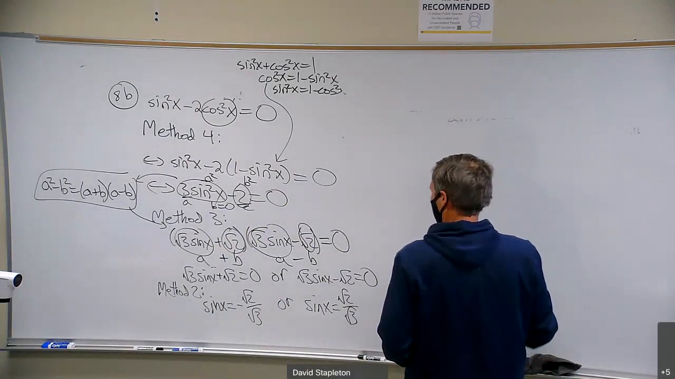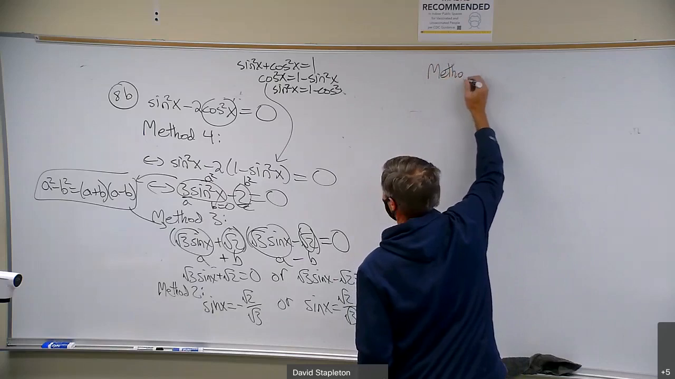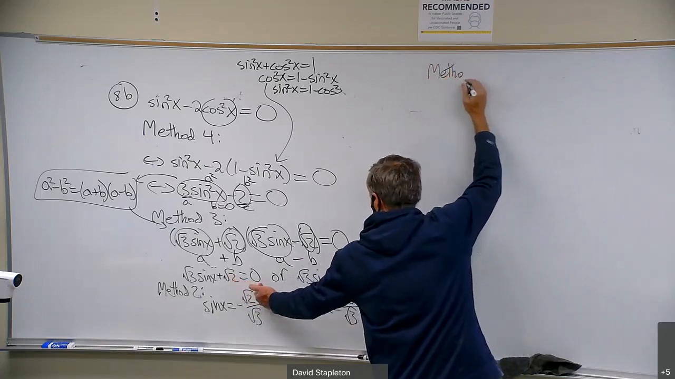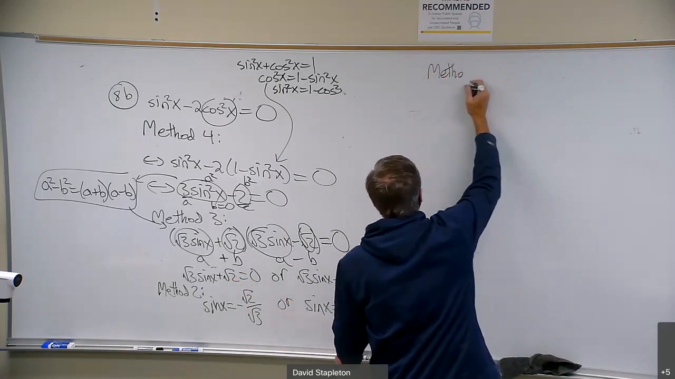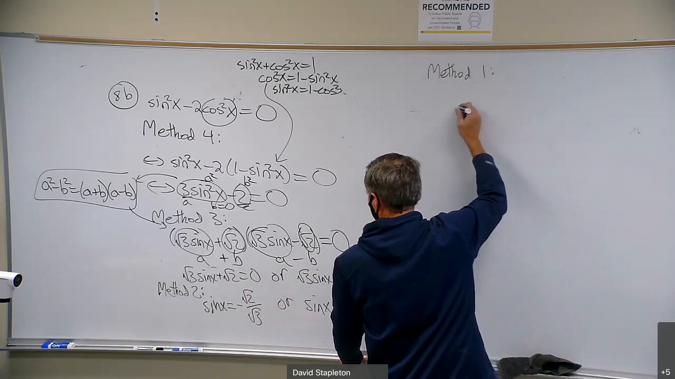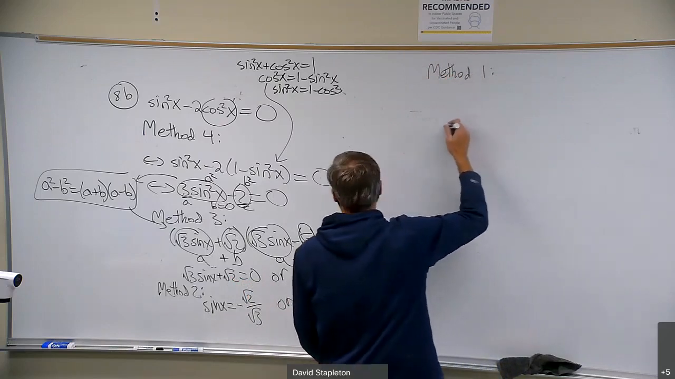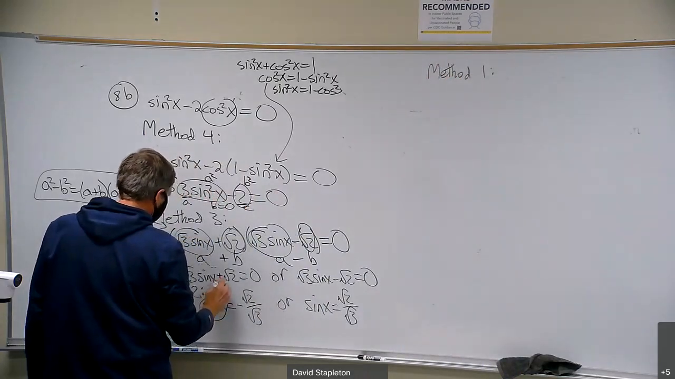Now I've got trig function equal a number, so it's method 1. But you see how I'm just sort of organizing my thoughts there. I'll say, oh, if it's a trig function plus b equals 0, I subtract b and divide by a. If I get trig function equal a number, I run to the unit circle. Method 1. Sine x equals minus square root 2 over 3. Sine is the y coordinate. I'll call that y hat on this unit circle.